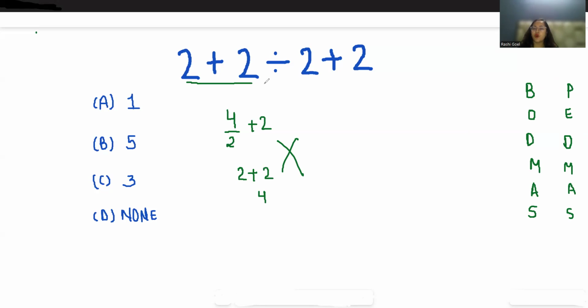So here only two operations are given, that is division and addition. So we have to give preference to division in both rules. So 2 + 2 ÷ 2 + 2: 2 ÷ 2 is 1, so 2 + 1 + 2. Now simply add them. So you get 5, which is option B.